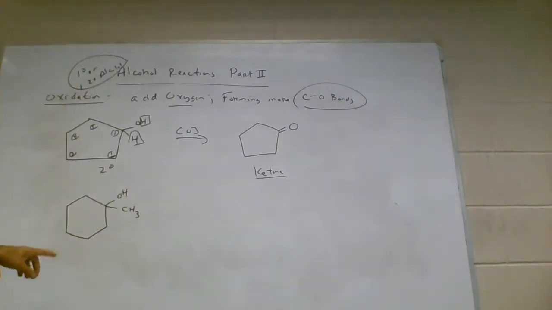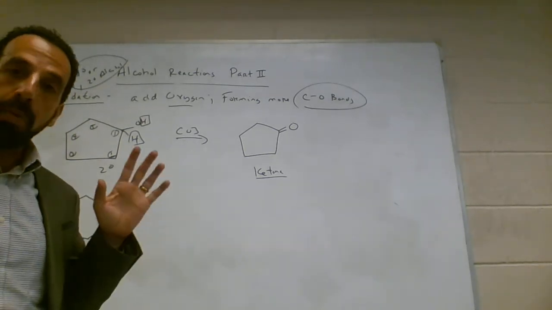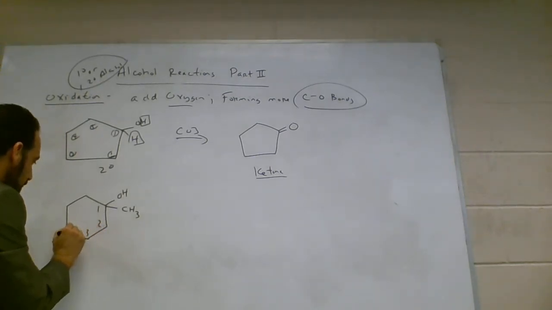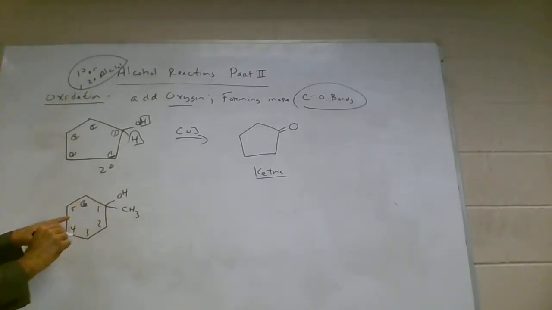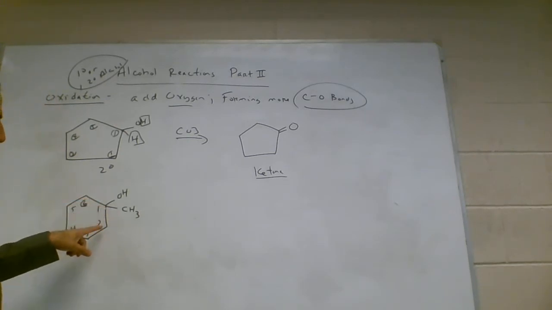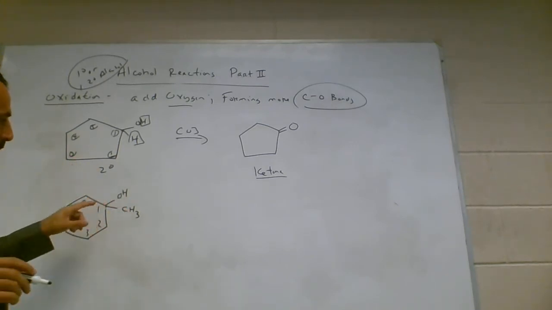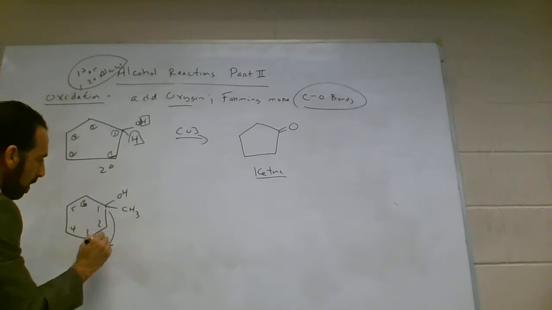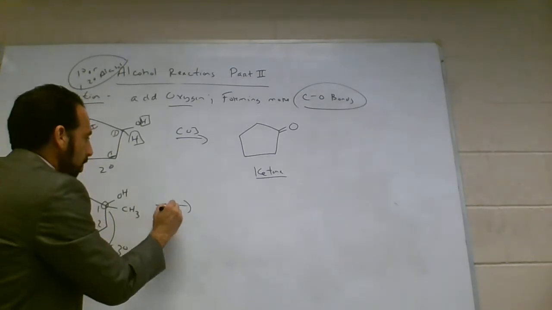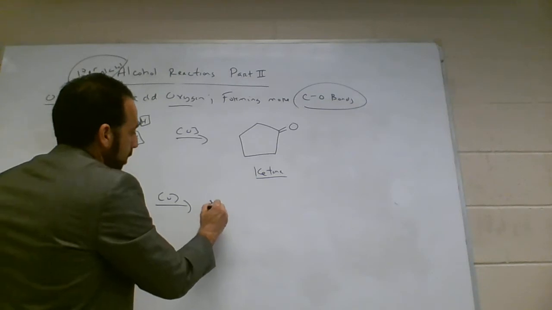Let's look at this other one out here. Let's be careful now. Let's make sure we can count up and determine what type of alcohol it's going to be. So carbon number 1, 2, 3, 4, 5, and 6. Carbon number 1 is bonded to carbon number 6, carbon number 2, and this methyl group right here. So basically, this one has no hydrogens. It's a tertiary alcohol. So when it tries to undergo oxidation, it's going to be no reaction.